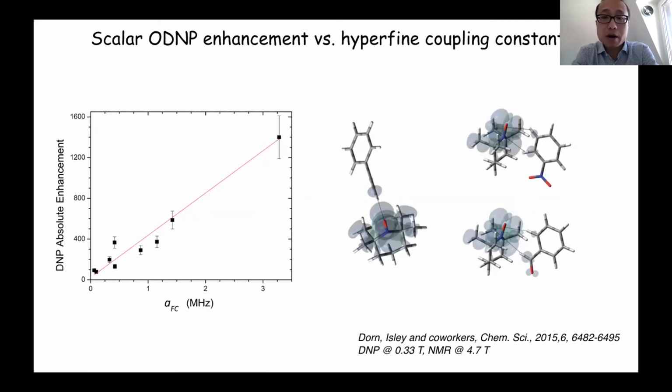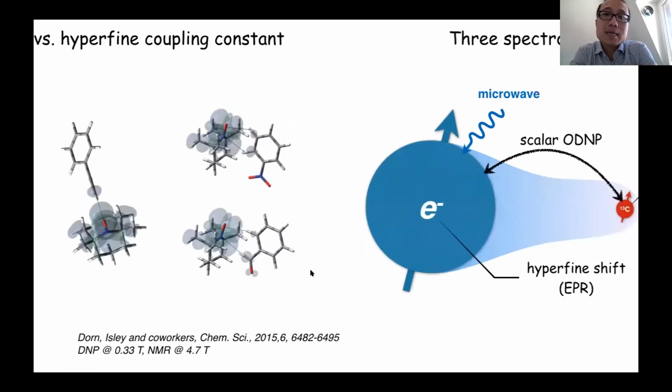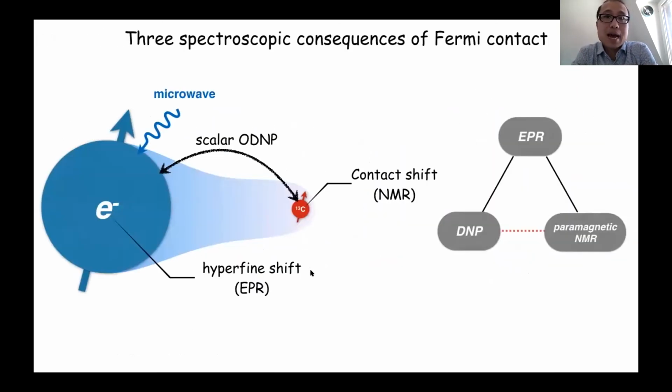Indeed, a few years ago, Haridon and co-workers demonstrated beautifully that the DNP enhancement can be correlated to the hyperfine coupling constant. And we realized that the Fermi contact actually has three distinct but highly related spectroscopic consequences. In DNP, of course, it drives the scalar Overhauser DNP enhancement. In EPR, this generates the famous hyperfine shift. And in my beloved paramagnetic NMR field, this leads to the famous contact shift.